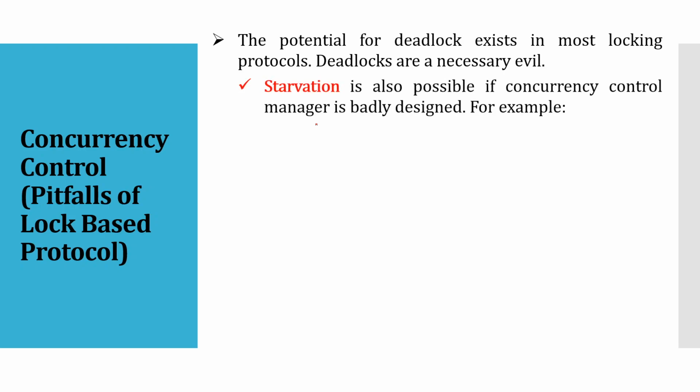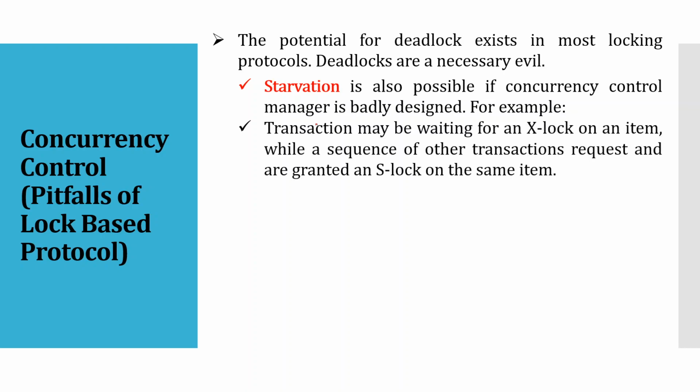So starvation can also be possible. Now what is starvation? Starvation means a transaction may be waiting for an X lock on an item while a sequence of other transactions request and are also granted the S lock on the same item. So let us take an example here.